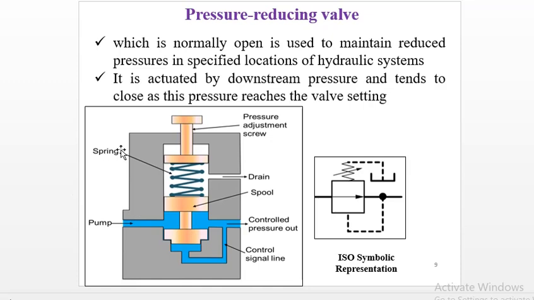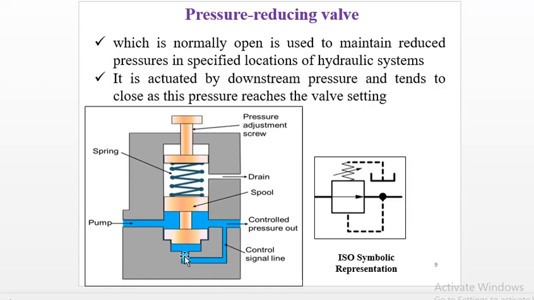Here from this diagram you can see the pressure adjusting screw with the spring setting, and here the control pressure out, the pump inlet and outlet are there, but from this line the pilot pressure is generated and due to that this spool is moving upward and downward. So from this construction you can again develop this ISO symbolic representation. So from this downstream side this pilot pressure is coming to close this particular valve.